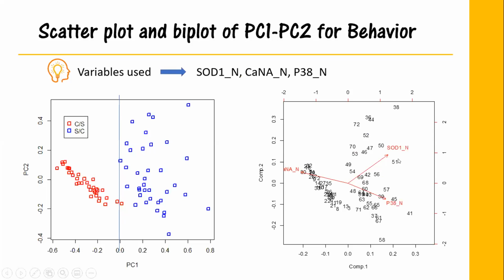Now looking at the biplot, we can see that SOD1N and P38N move towards the right side, and CA1 moves towards the left side. So we can know that the shock contact mice will have higher concentrations of SOD1N and P38N, and the mice with contact shock will have a higher concentration of CA1.